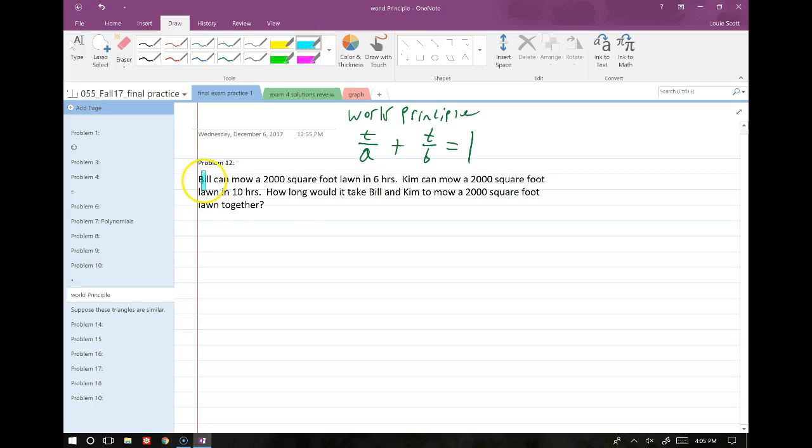So person A will be Bill. He can mow a lawn in 6 hours. Person B will be Kim. She can mow a lawn in 10 hours. So let's calculate how long together. We have T over A, which was Bill's time, 6 hours. We have T over B, which is Kim's time, 10 hours, and that equals 1.